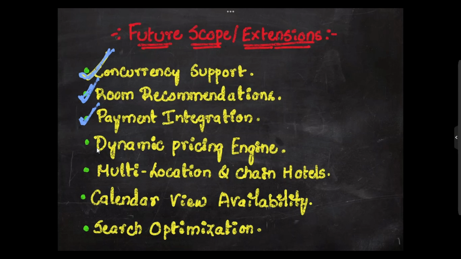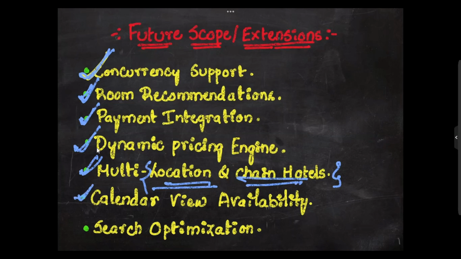Let's go with the next one here, dynamic pricing engine. When I say dynamic pricing engine, we should be able to modify the room price dynamically based on the demand, season or time, right? So this is fine. Let's move on with the fifth one here, multi-location and chain hotels. We have to support room management for hotel chains or international locations. This is for the future scope, so the code we should write in this form that it supports this in the future.